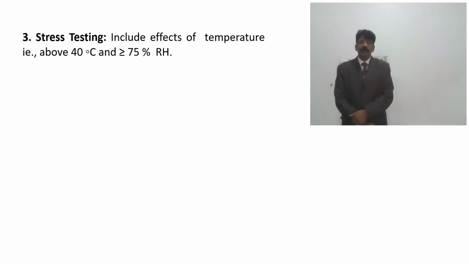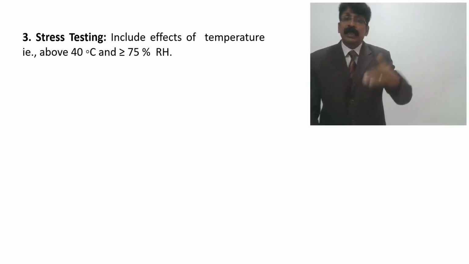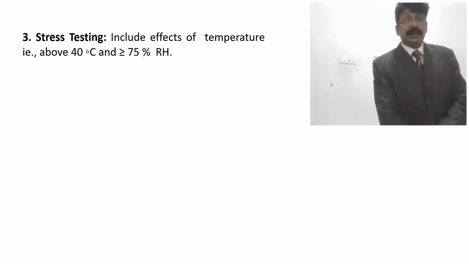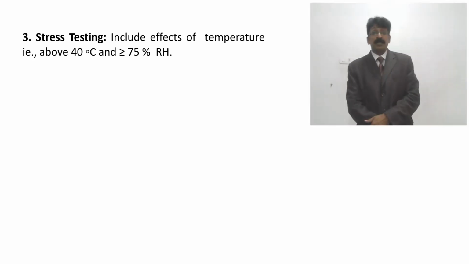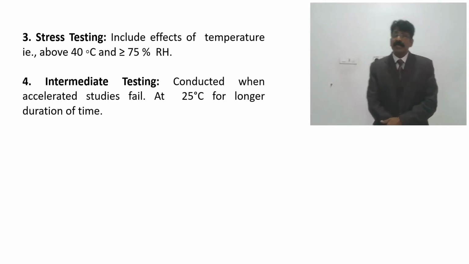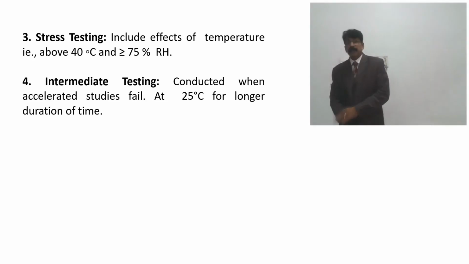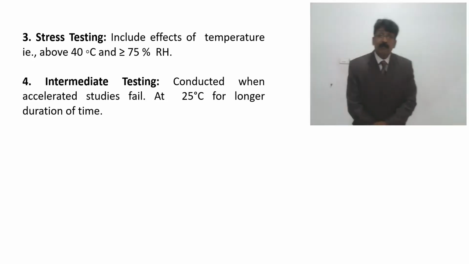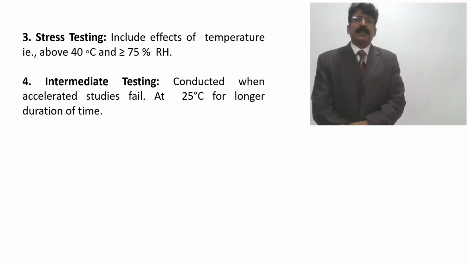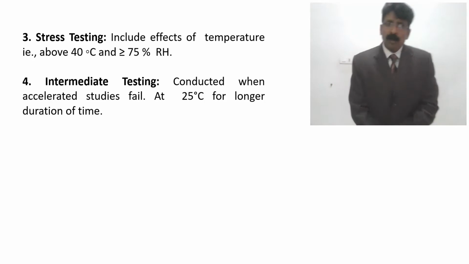Stress testing includes a temperature a little above, that means it is a little high, because we are giving a stress of 40 degrees centigrade high temperature and greater than or equal to 75% relative humidity. Intermediate testing, which we have also discussed, is conducted under the accelerated study. When the accelerated study fails, then we go for the intermediate, long study. That means at 25 degrees room temperature, a longer duration can also be performed, which we can study for these herbal products.